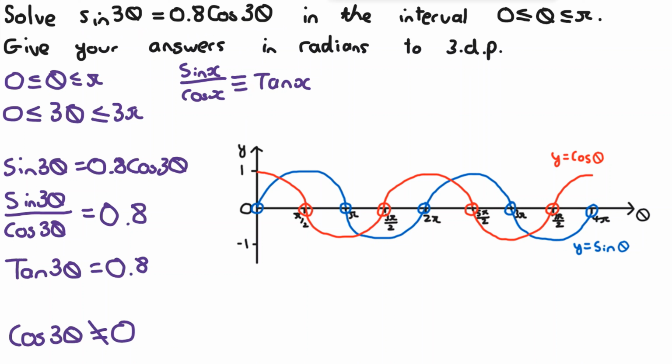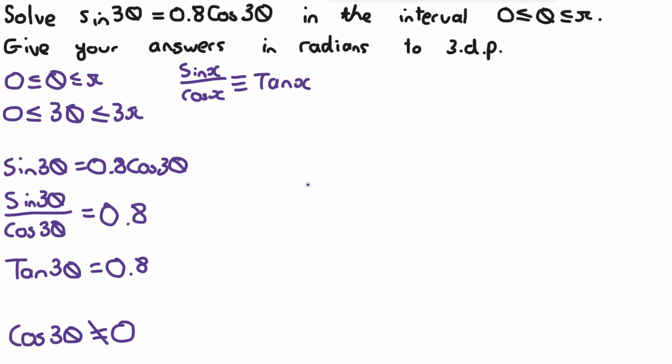This is the same for just theta as well. There is no single value for theta for which sin of theta and cos of theta will be equal to 0 at the same time. So therefore, cos of 3 theta equal to 0 is not a solution, so we can divide by cos of 3 theta. So we've got this equation here, and then we do the inverse. So we do the inverse tan of 0.8, making sure your calculator is in radians mode.